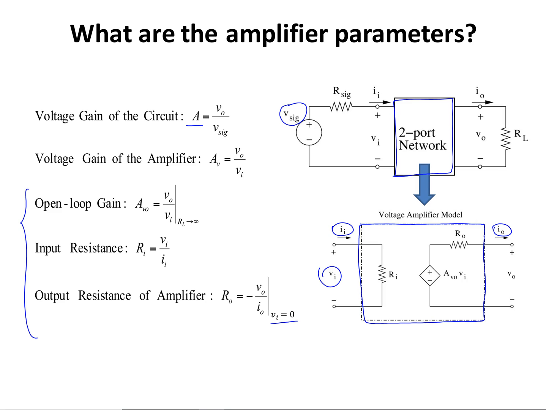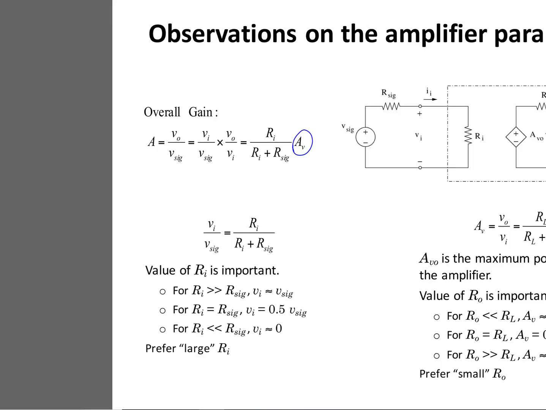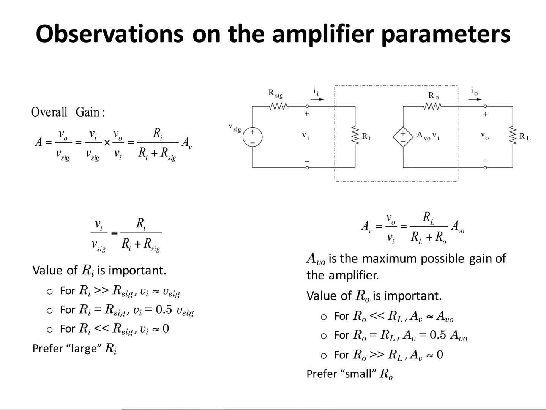The voltage gain of the amplifier is defined as AV, and it's defined as Vout over Vi regardless of V signal. So the total voltage gain of the circuit is shown by A. It's Vout over V signal, and the voltage gain of the amplifier itself is Vout over Vi. The other term is open loop voltage gain, which is defined as Vout over Vi when there is no load. So the overall gain is defined as Vout over V signal.